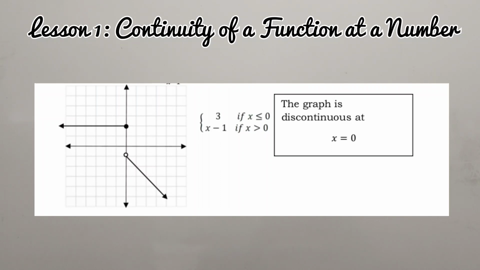Consider now the example. Determine whether f of x equals 3 if x is less than or equal to 0 and f of x equals x minus 1 if x is greater than 0 is continuous at x equals 0. It is clear from the graph that f of 0 is positive 3. On the other hand, the limit of f of x as x approaches 0 does not exist. Therefore, they are not equal. So, the function is discontinuous at x equals 0.